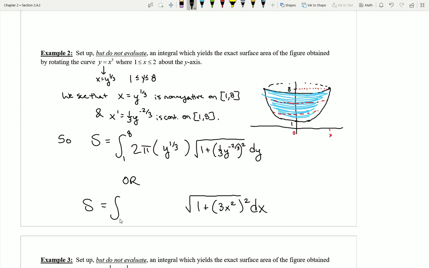On the outside then, my bounds would have to go from 1 to 2, since those are the range on x. And then notice that here, I would have to replace again my y to the 1/3. And what is y to the 1/3 the same as? Well, it's the same as x. So I would just replace that with a single x. And boom, we've completely transformed our integral with respect to y into an integral with respect to x.